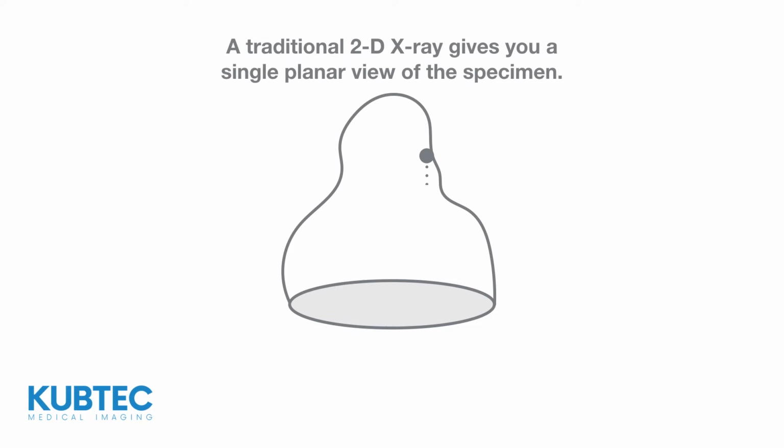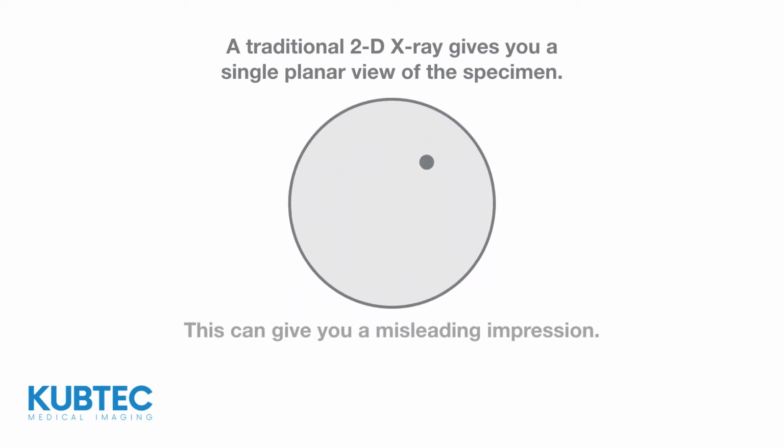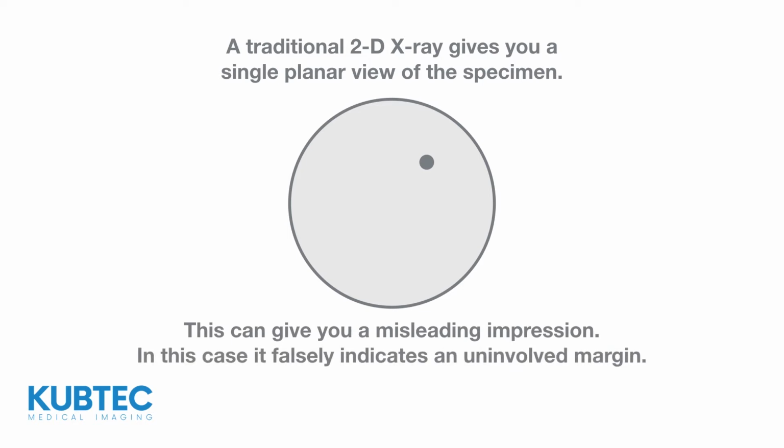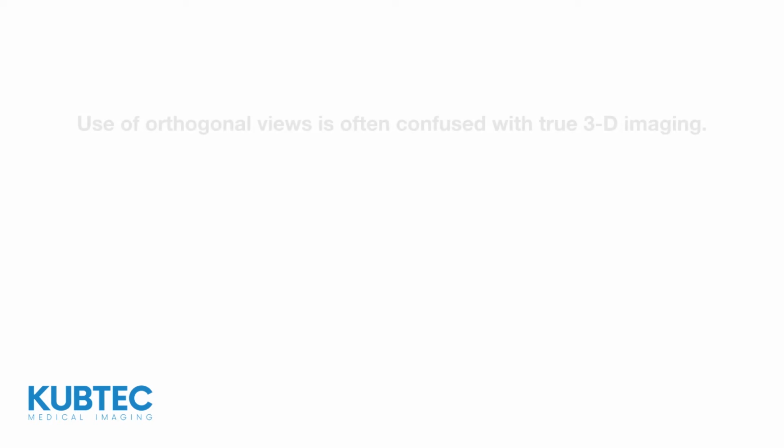A traditional 2D X-ray gives you a single planar projection of the specimen, and this can give you a misleading impression. In this case, it indicates an uninvolved margin. The use of orthogonal views is often confused with true three-dimensional imaging.